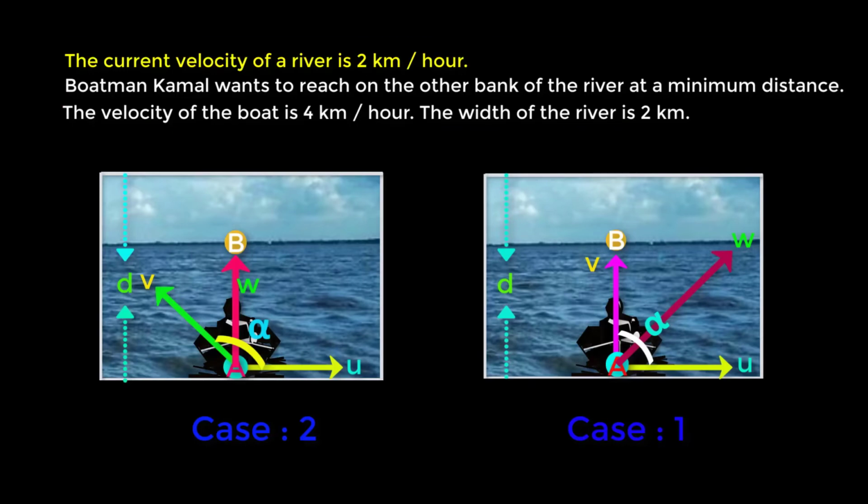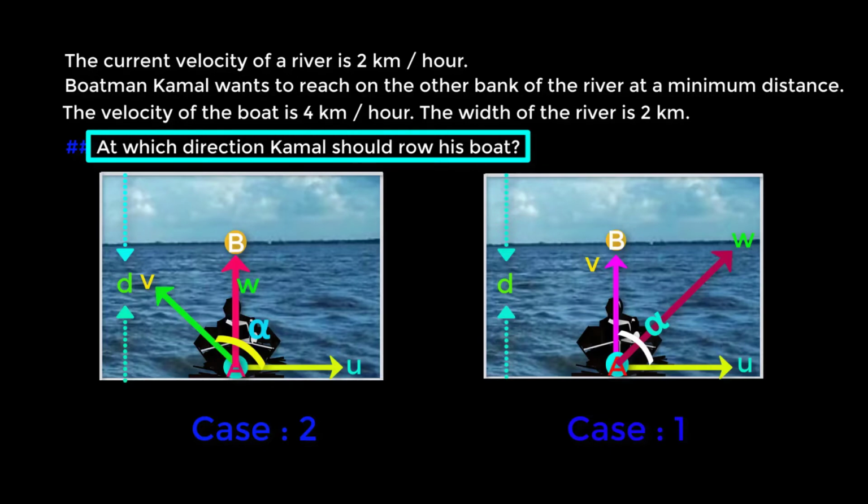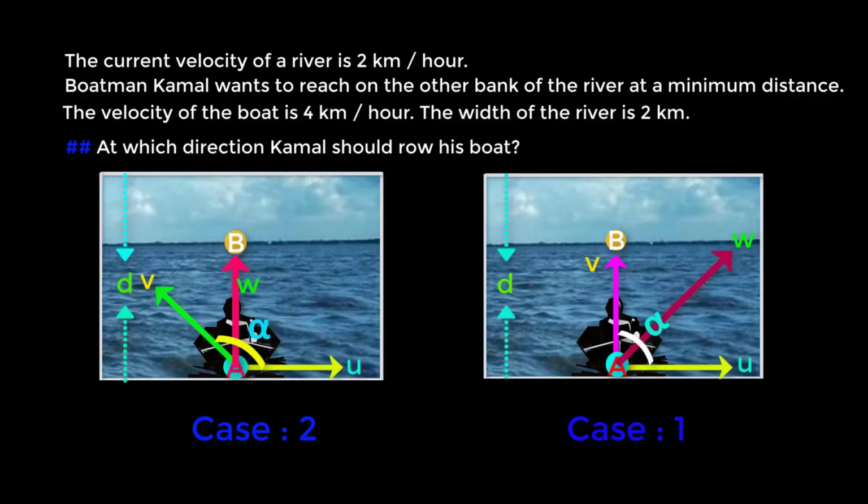The current velocity of a river is 2 km per hour. Boatman Kamal wants to reach the other bank of the river at a minimum distance. The velocity of the boat is 4 km per hour. The width of the river is 2 km. The question is, in which direction should Kamal row his boat?